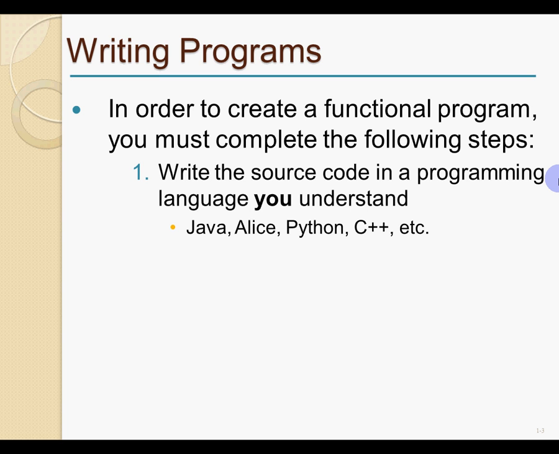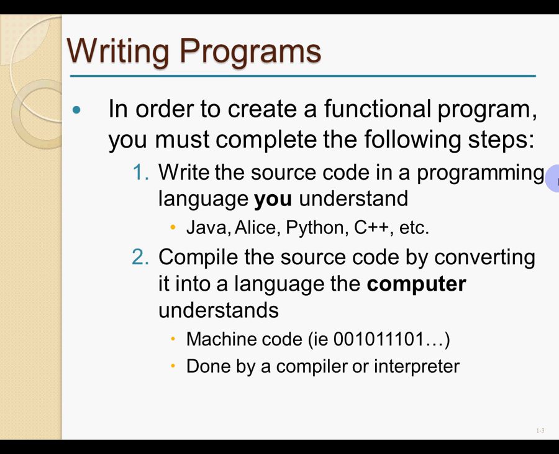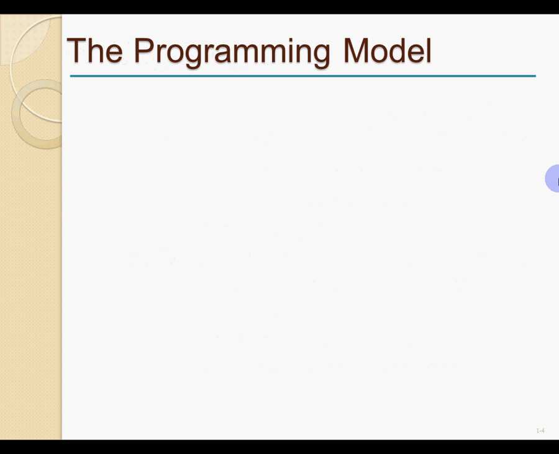Once you've created your code, you now need to convert it into something that the computer understands. The code that the computer understands is something called machine code, which is essentially a series of zeros and ones, or on and off electrical impulses that the computer can interpret as commands. This process of converting from source code to machine code is done by another program called a compiler or interpreter.